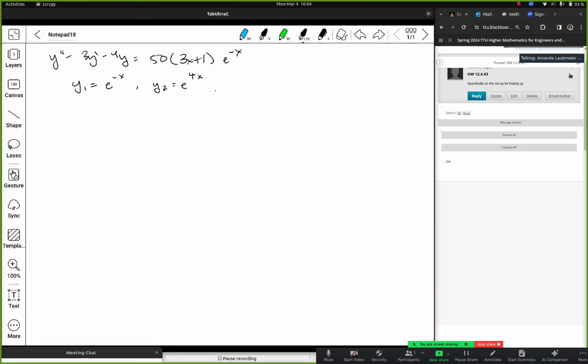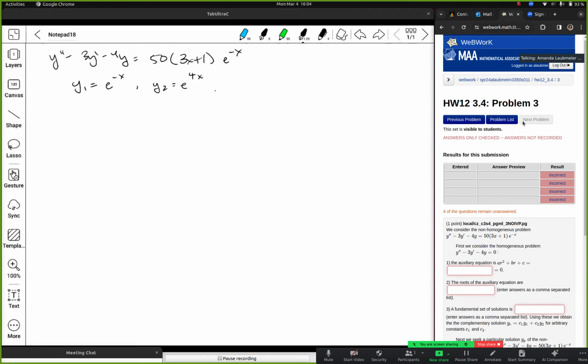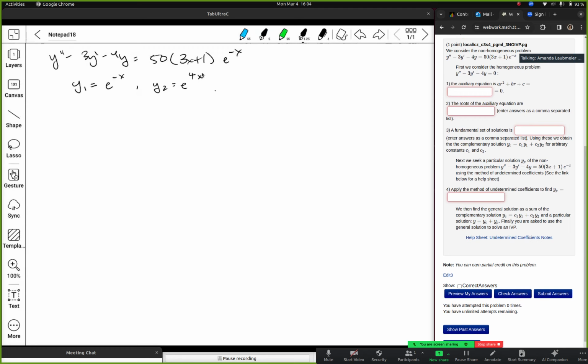Okay, so we only have one request for a problem solving session this week. It's for homework 12.4 number 3, specifically on the setup for finding the particular solution. So I went ahead and pulled up problem 3 here and then wrote out the ODE and also the fundamental solution set. That way you don't have to see me work through that when it seems like the person who asked this question already knows how to do it, and I know that a lot of you have had a lot of practice with this already.